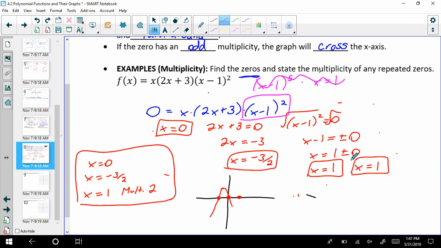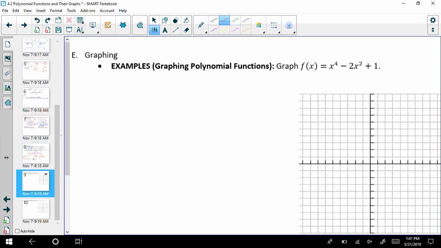But since I got the answer of 1 an even number of times, what you would see happen is I'd touch it and turn around. I wouldn't actually cross through it. That's what I meant by the business up above. So this is also helping us figure out what the middle looks like. We are going to end with that final objective, tying all of this stuff together and actually creating the graph of a polynomial.